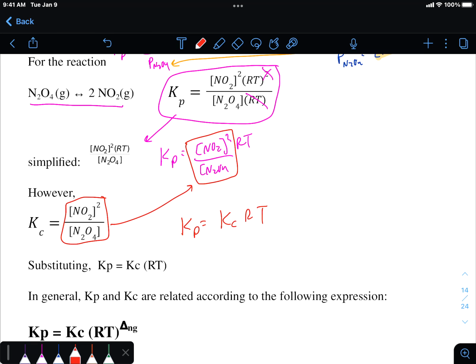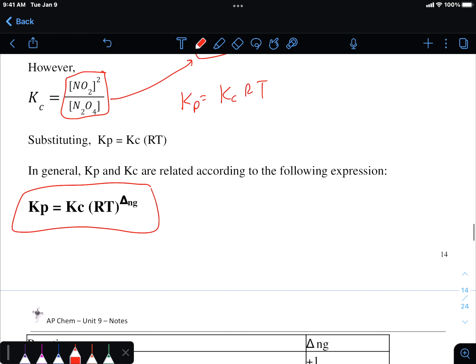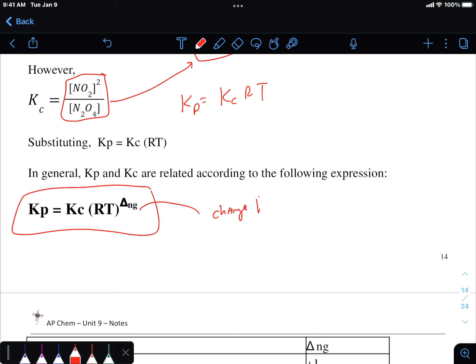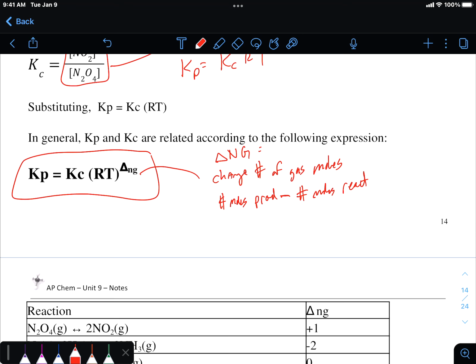All right. So there is a relationship between Kc and Kp. And that relationship, we can use one to find the other if we use this equation. Now, notice that RT is raised to the exponent of delta Ng. Delta Ng stands for change in the number of gas moles. And what that means is the number of moles of product minus the number of moles of reactant. Okay? So it's a variable. It changes with every reaction, and you need to learn how to solve for delta Ng so that you can use this equation correctly.